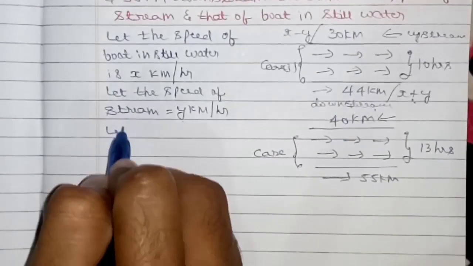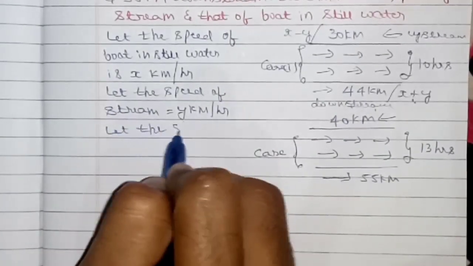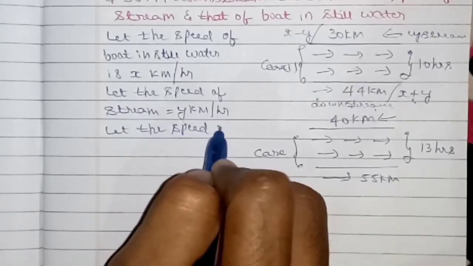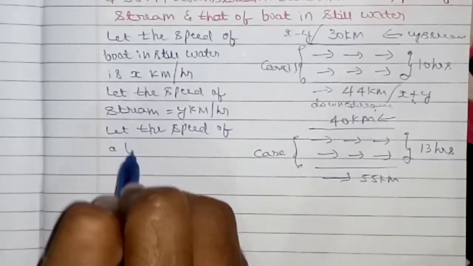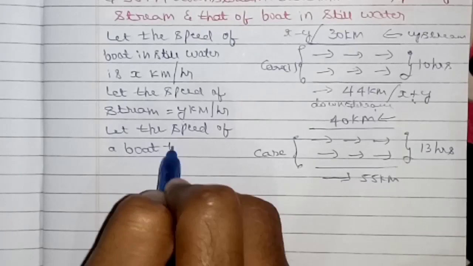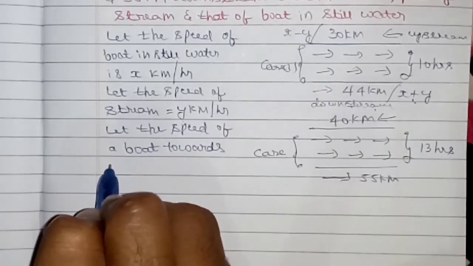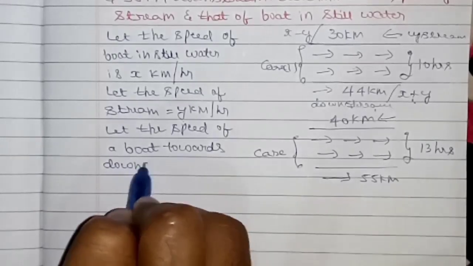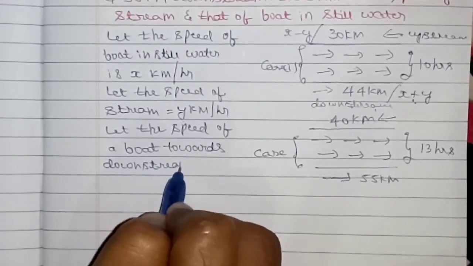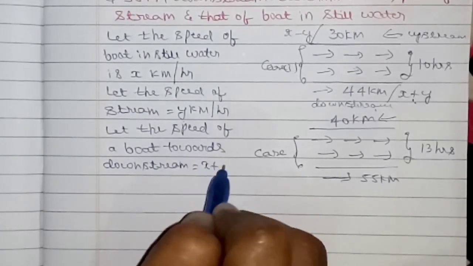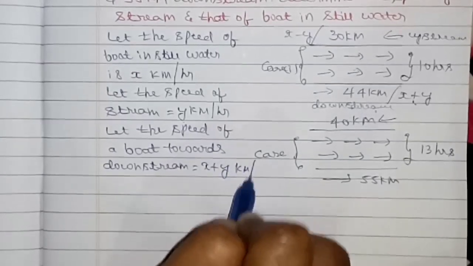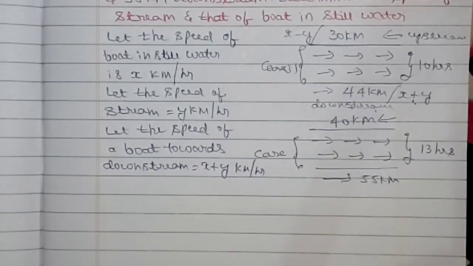Now let me write this. Let the speed of a boat towards downstream equal x plus y kilometer per hour. Okay, children?